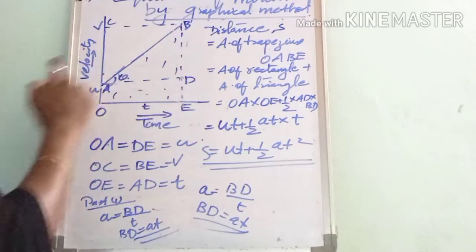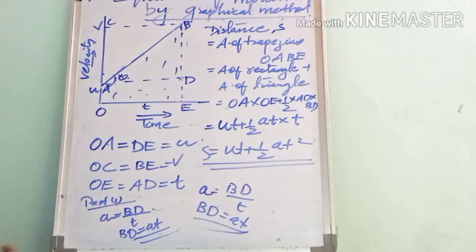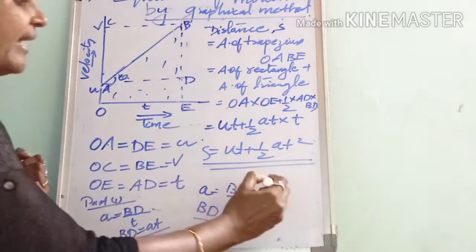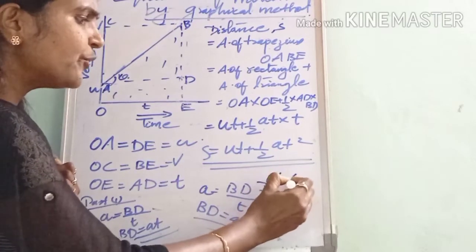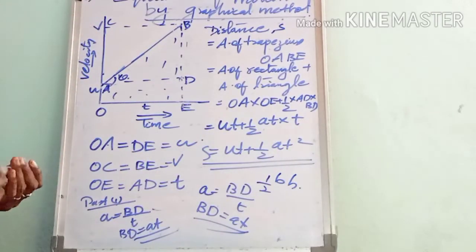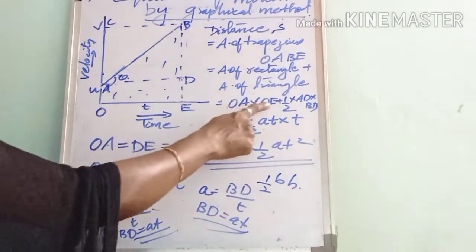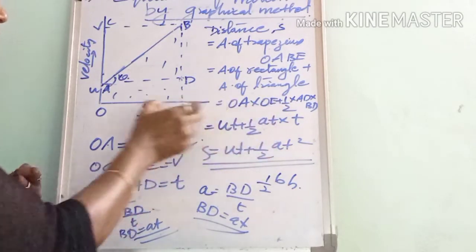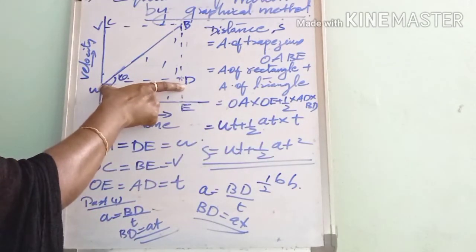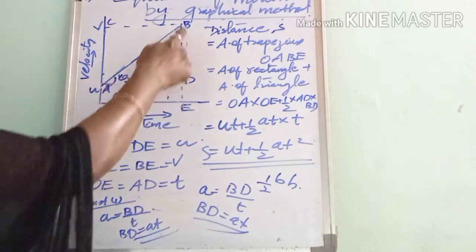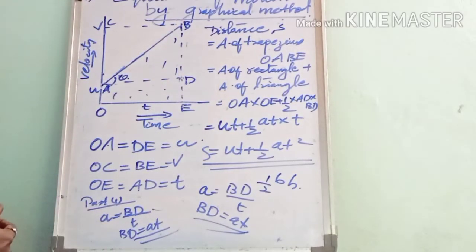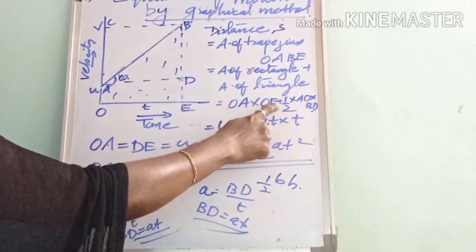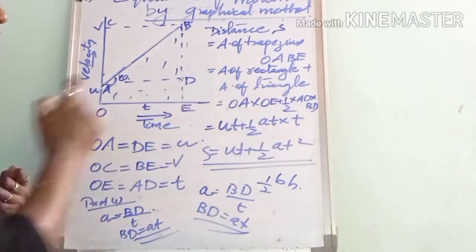Here ABD represents a right angled triangle. You know the area of the right angled triangle is half base into height. So we can write plus half into AD, that is the base, into BD, which represents the height. So we can write half into AD into BD.